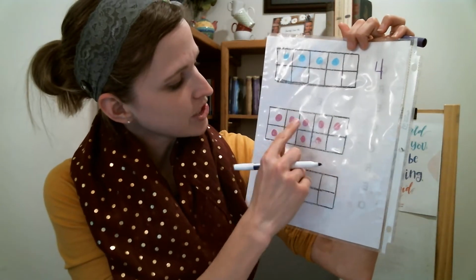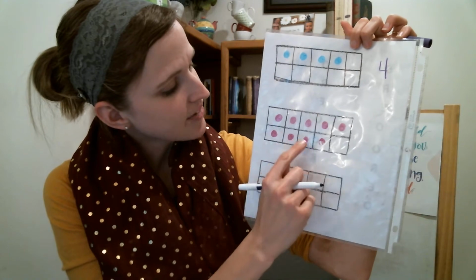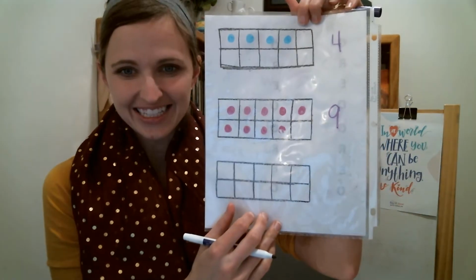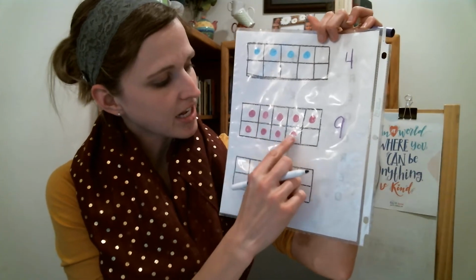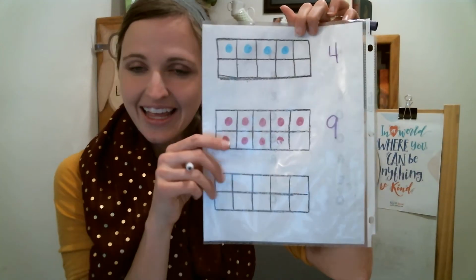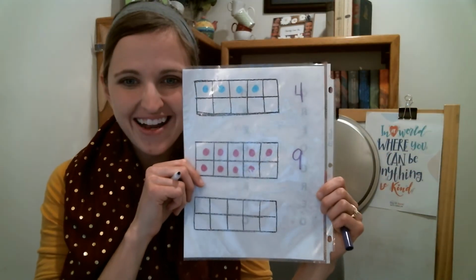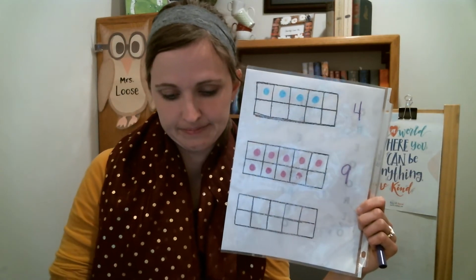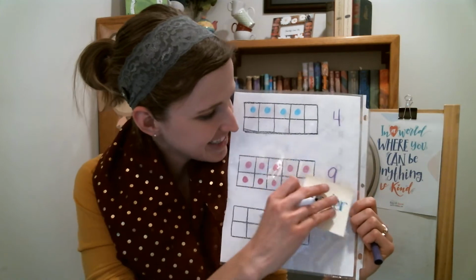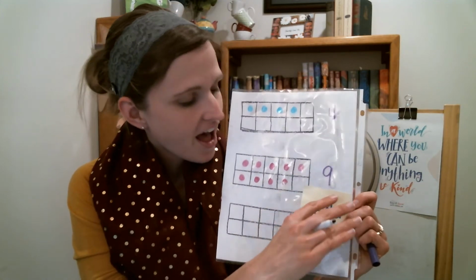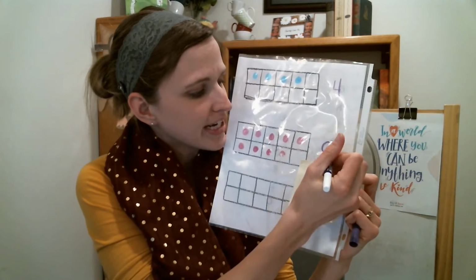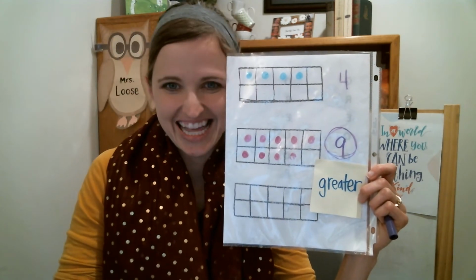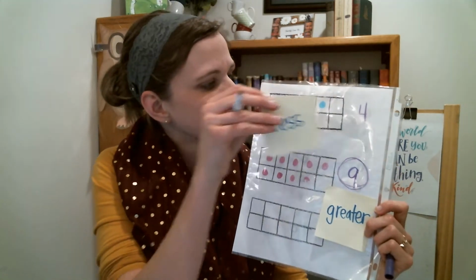Awesome. Okay, now I'm going to look at the bottom line, or the middle 10 frame. I see 1, 2, 3, 4, 5, 6, 7, 8, 9. 9. So I have 4 and 9. Which number is greater? Here it is. The 9 is greater. To show that it's greater, I'm going to circle it. Which number is less? The 4.